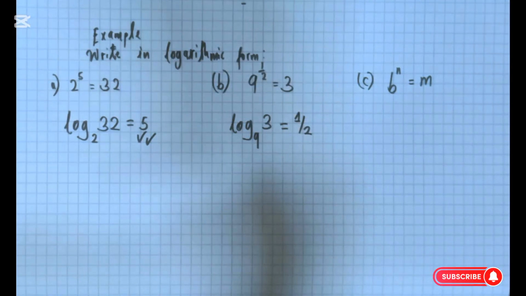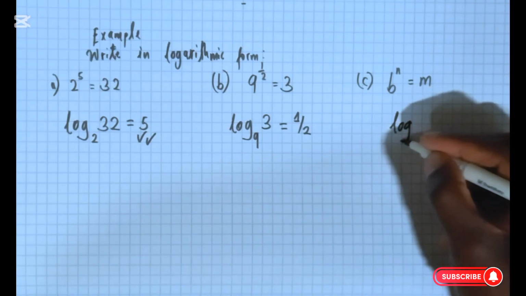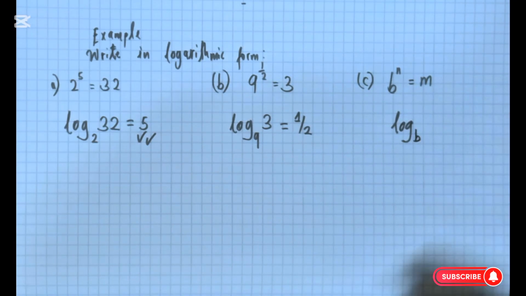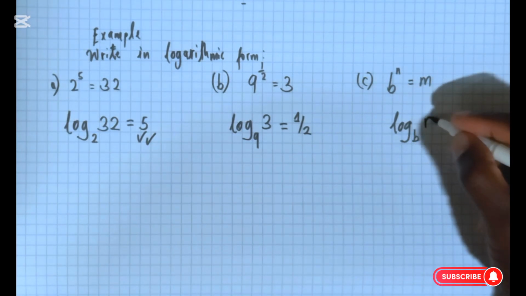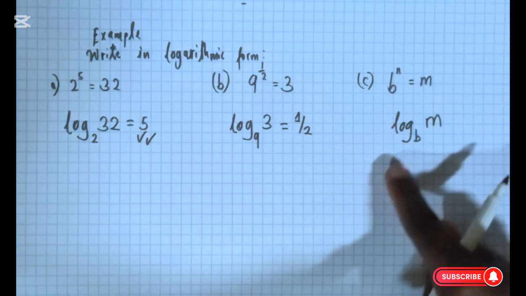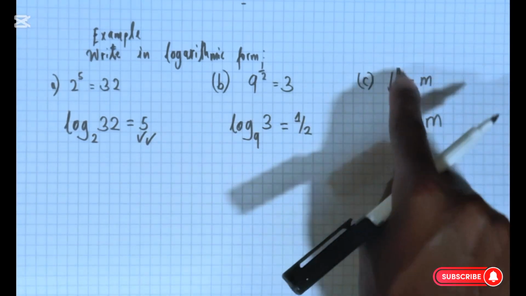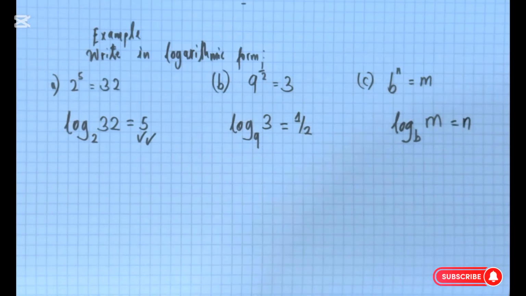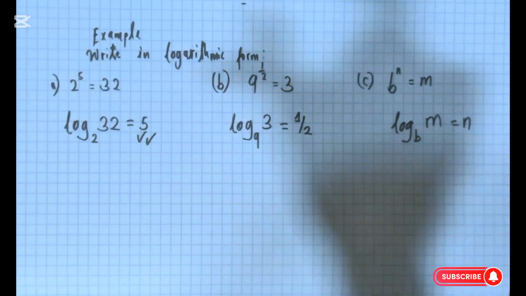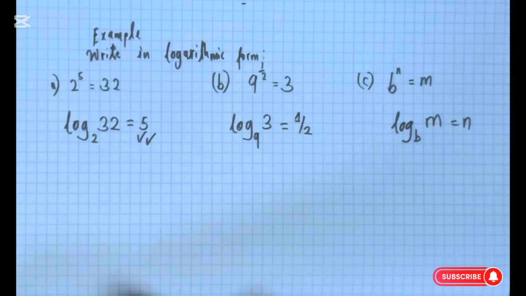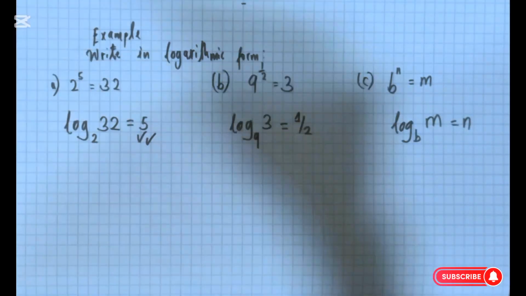Finally, what would be the index given that our base is b, if we want to get m? And you notice that would be n. All right, so that is for our first example, how we go about writing index notations as logarithmic forms. Can you, however, write a logarithmic form back to an index notation? That is the question we'll be answering in the last example of this video.